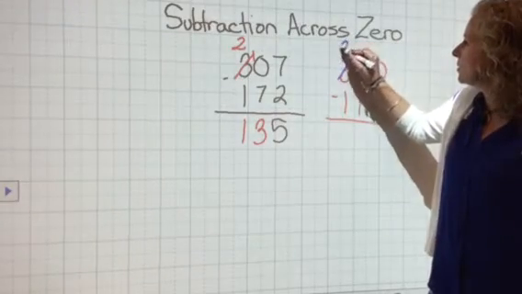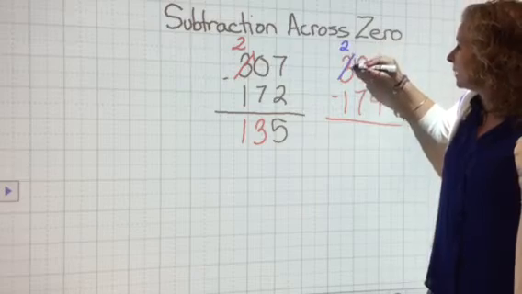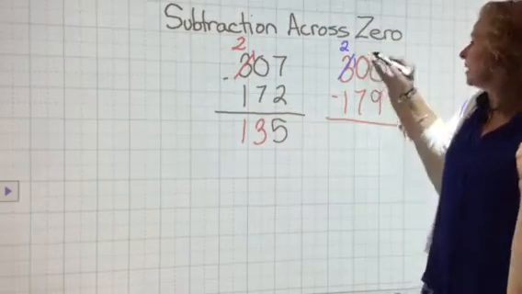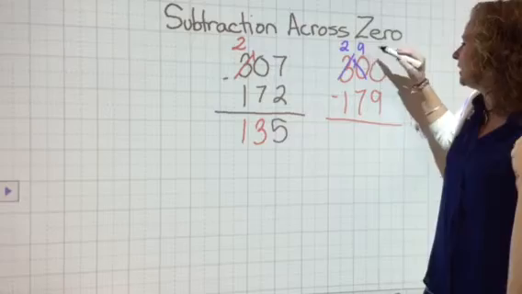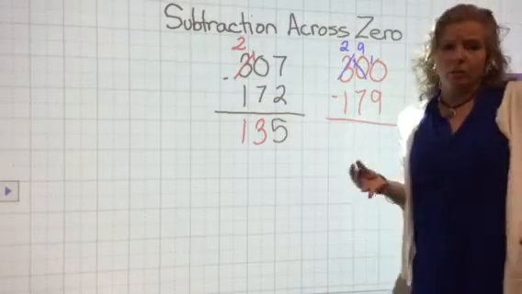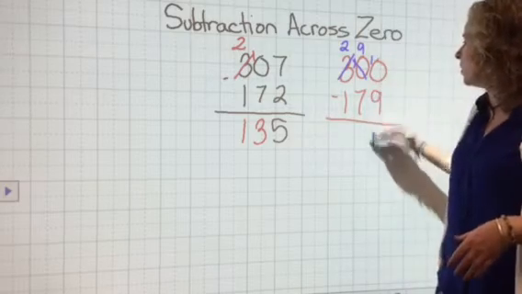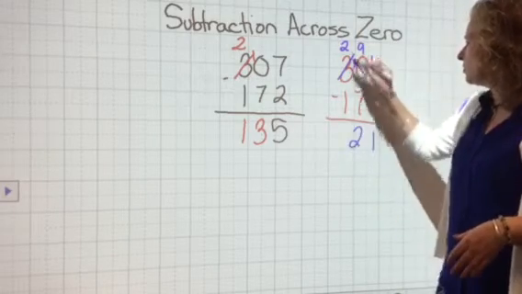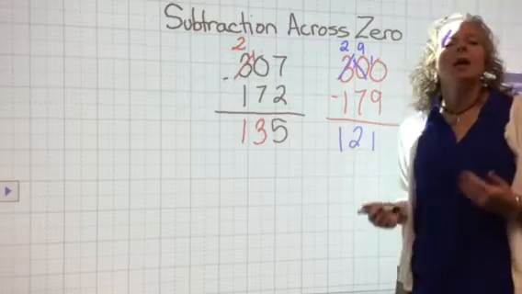My 3 turns into a 2. And they share with their immediate neighbor. Now my neighbor has 10, so I can take one from it. Turn that into a 9. I've now done all the hard regrouping work. So I have 10 minus 9 is 1, 9 minus 7 is 2, 2 minus 1 is 1.